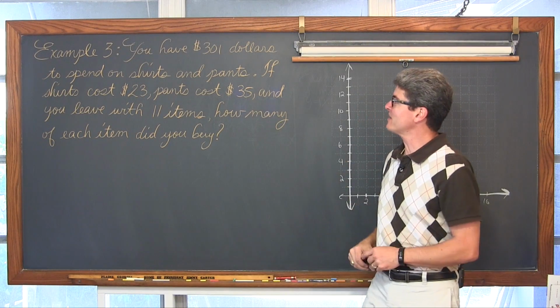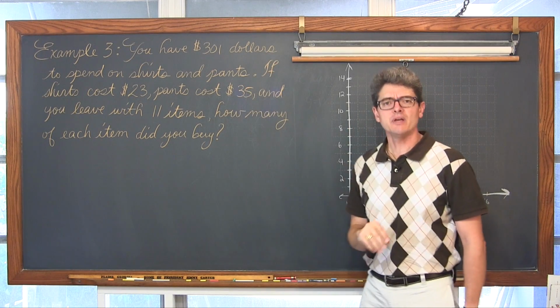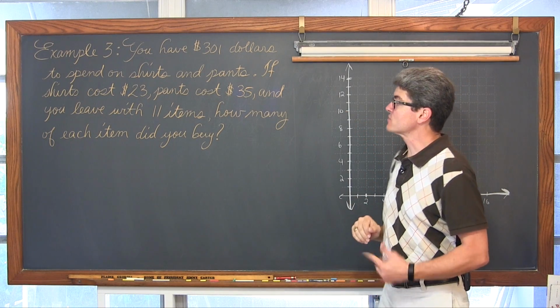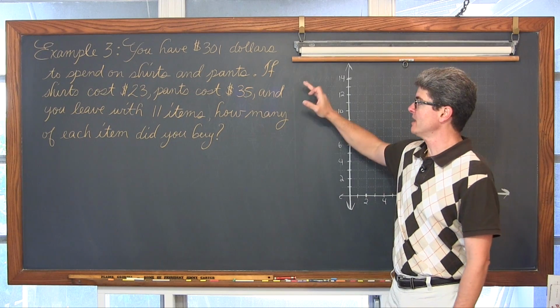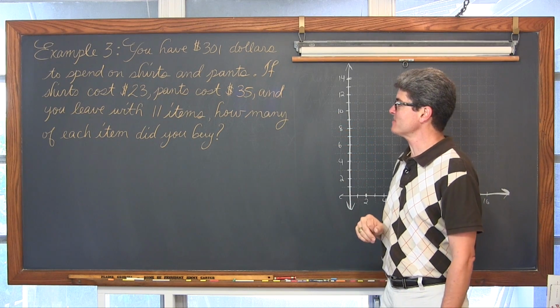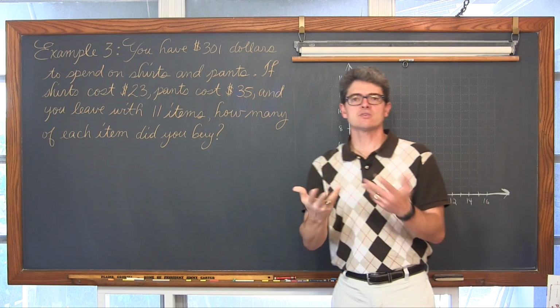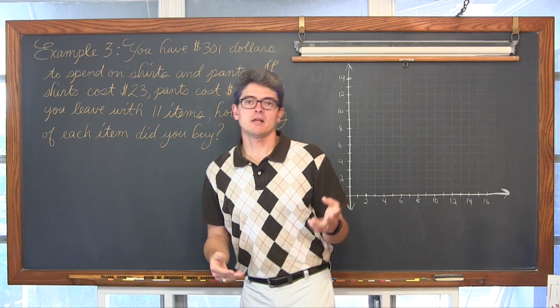So here we go. We've got our last example. You have $301 to spend on shirts and pants. If shirts cost $23 and pants cost $35, and you leave with 11 items, how many did you buy of each? Now this is actually a part of a 4-video series I'm doing in my Algebra 1 class right now.